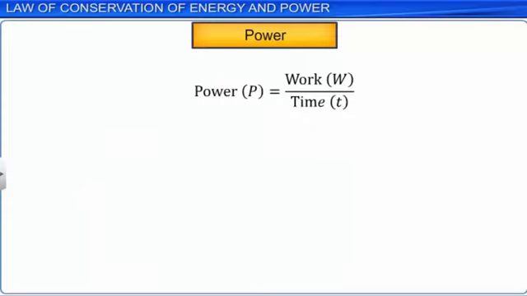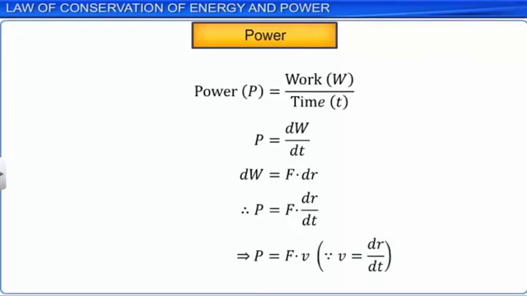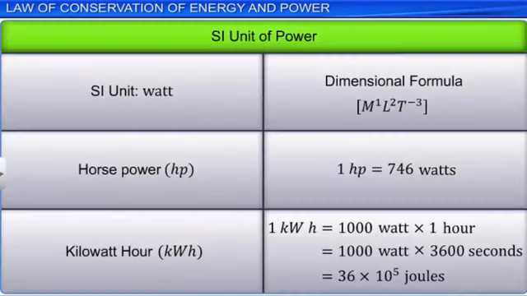Instantaneous power P is equal to dW by dt. But dW is equal to F dot dr, where dr is the displacement. Therefore, P is equal to F dot dr by dt, which is equal to F dot V, since dr by dt is equal to instantaneous velocity v. Power is a scalar quantity and its SI unit is watt, and its dimensional formula is M power 1, L power 2, T power minus 3.